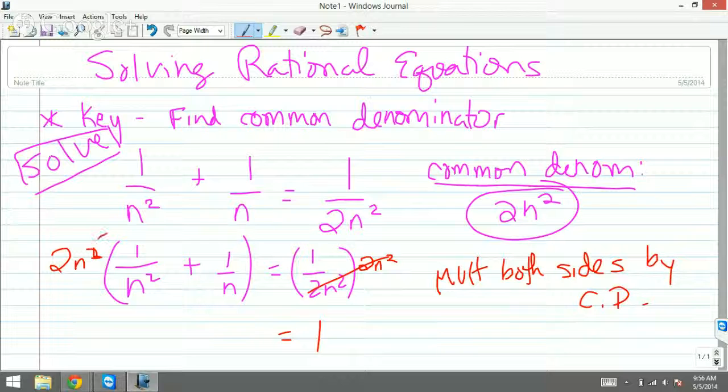And then here we have to distribute. What do we get on the left side? We have 2n squared over n squared, which is 2. And then we have 2n squared over n. Nice. What do we get when you take the times the second one? 2n.